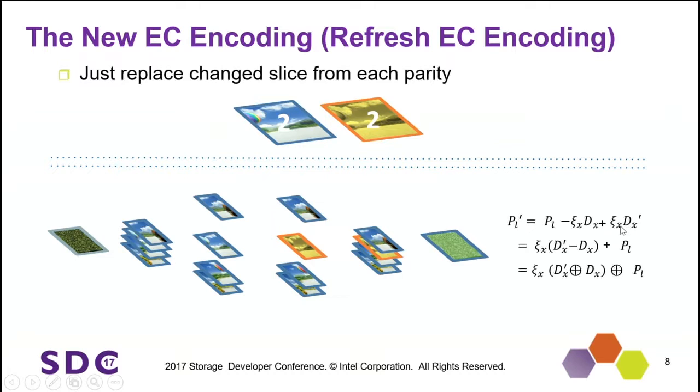Since in a Galois field, minus and plus are both XOR operations, we can get the new P from the difference of the changed data and the previous data, combined with the previous parity. This way is Erasure code refraction-encoding. It is derived from the data overwrite situation.